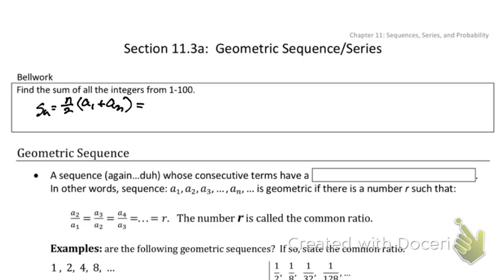In this case, we're counting 1 through 100, so there are 100 individual terms. So our n would then be 100. So we'd have 100 divided by 2 times our first term, which is 1, plus our very last number, which is 100 in our sequence. And that's going to equal 50 times 101, which comes out to 5,050.